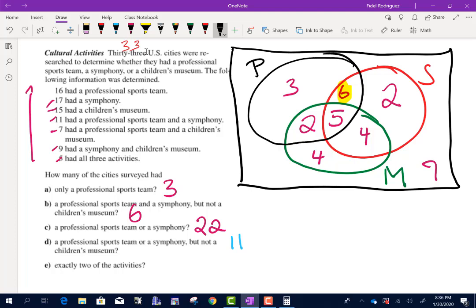All right, so exactly 2. Did I mess up? No, I think we're good. Yeah, exactly 2 is going to be this one, and that one. Those are my exactly 2s. So 2 plus 6 is 8, plus 4 is another 12. Okay. All right.